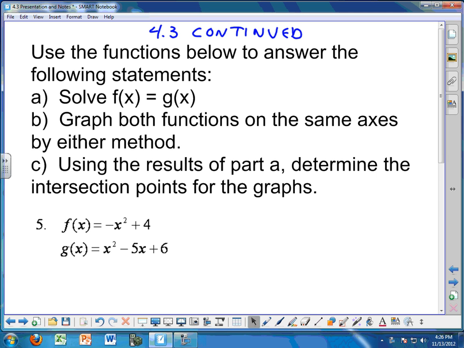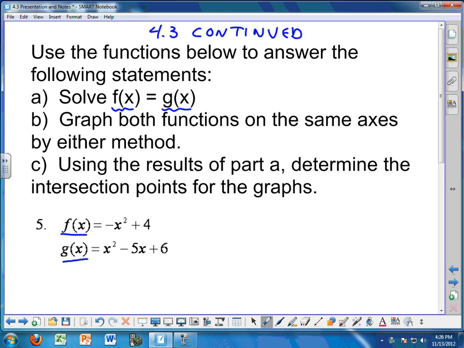Today we are continuing through our quadratic functions section, and in this example we have two separate functions, f of x and g of x, representing the y values of each of their respective functions, and here they are down in the bottom. What we're trying to do is work several things here at once.